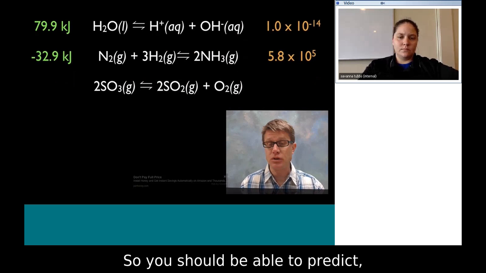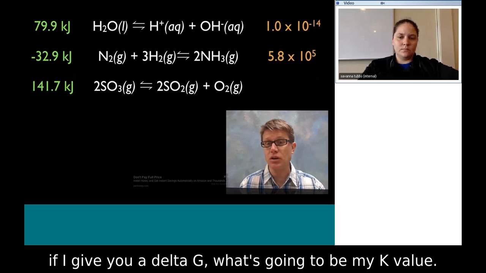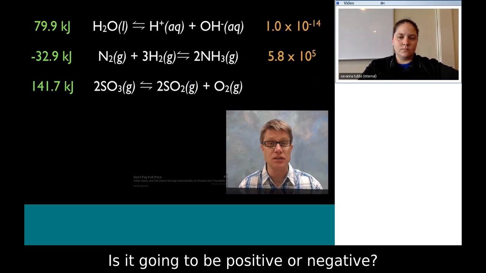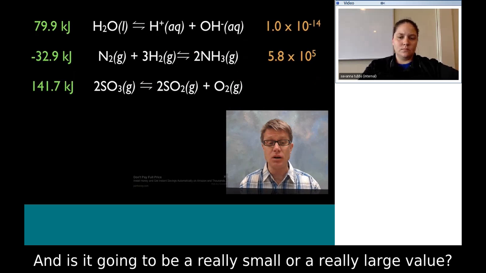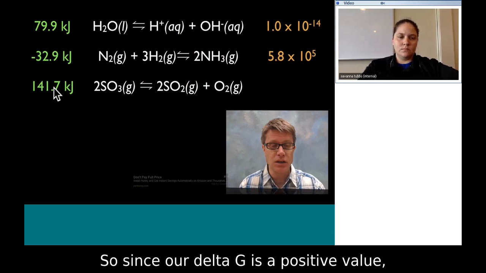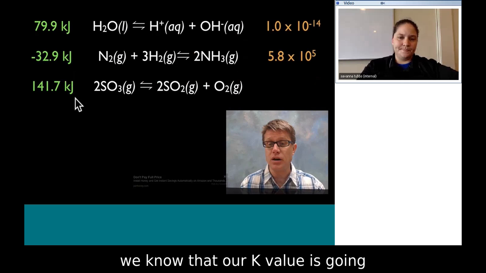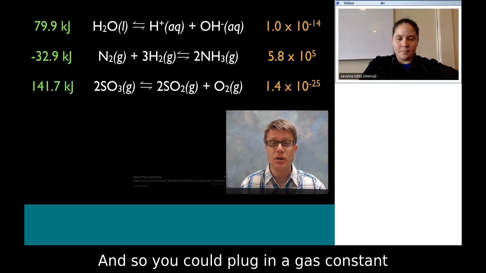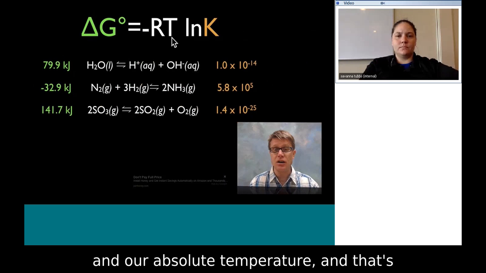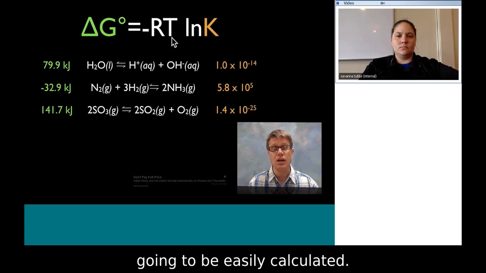So you should be able to predict, if I give you a delta G, what's going to be my K value? Is it going to be positive or negative? That'd be the first question. And is it going to be a really small or a really large value? So since our delta G is a positive value, we know that our K value is going to be really, really small, just using this equation up here. And so you could plug in a gas constant and our absolute temperature, and that's going to be easily calculated.